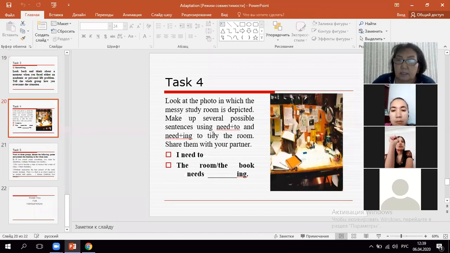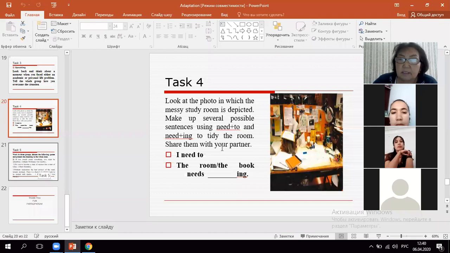The next task: look at the photo in which a messy study room is depicted. Make up several possible sentences using need plus to, or need plus -ing, to tidy the room. Share them with your partner. I need to, or the room needs something. If you don't like this material, you should change it.